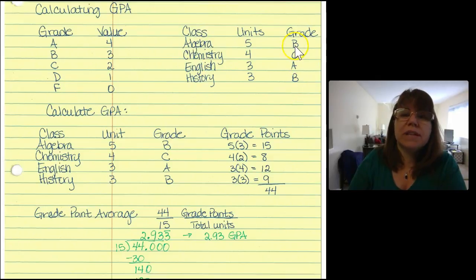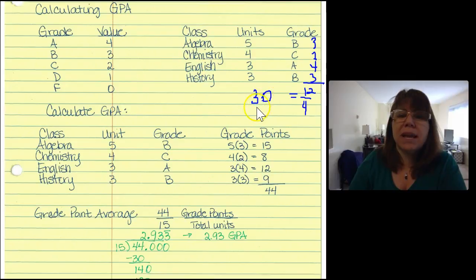What you would do is you say, oh, a B is worth 3 points, a C is worth 2, so that's worth 3 points, 2 points, 4 points, and 3 points. And you add all of those up. 3 plus 2 is 5, plus 4 is 9, plus 3 is 12. And you divide that by the number of classes that you had. So you had 4 classes, you divide that by 4. 4 goes into 12 3 times, so you have a 3.0 GPA in high school.